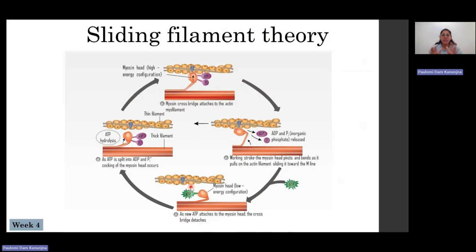Okay, and then in relation to this, you have tropomyosin and troponin and titin. All of these also you should remember.